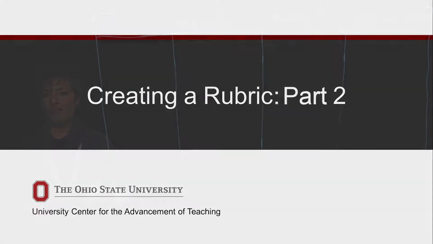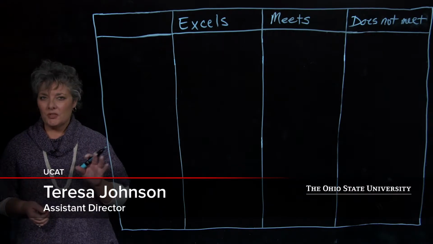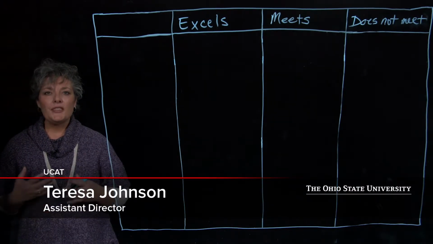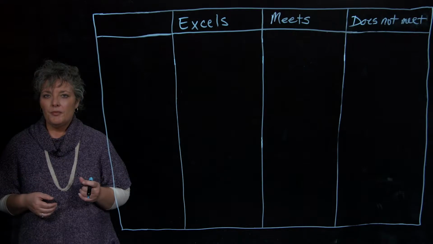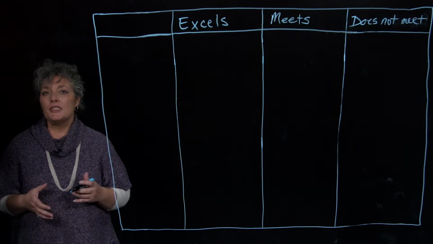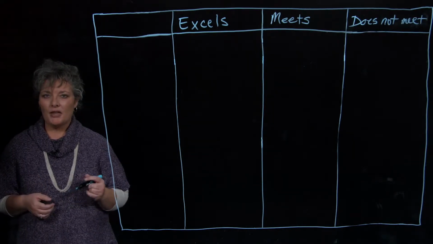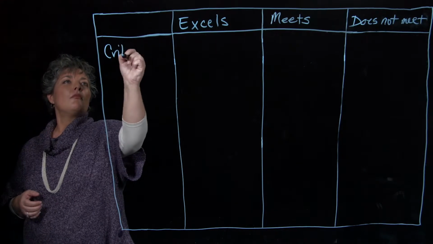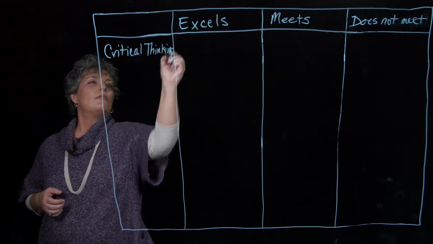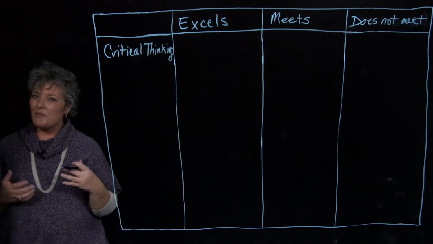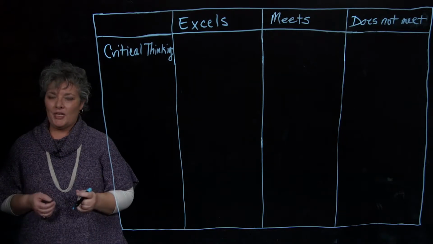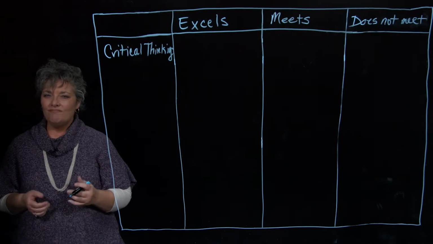Let's do more criteria. I'm going to leave use of sources for now. I want to do something that's a little bit more in the writing. One of my big fuzzy goals for the course is to see critical thinking in their writing. But students don't know what I mean by that. What does critical thinking look like in my class?